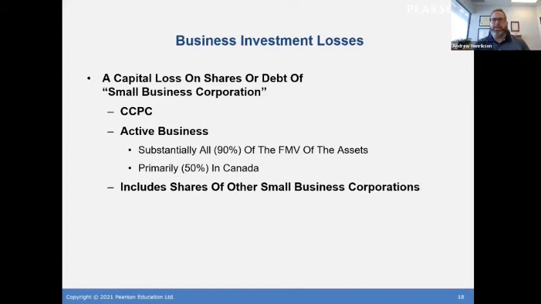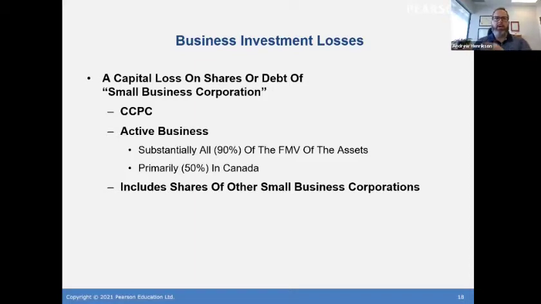This is called a business investment loss. And this does not mean you operated a business where expenses exceeded revenues. That would be just a part of your regular annual loss. That would be a regular business loss. That would be a negative at the end of your T2125.